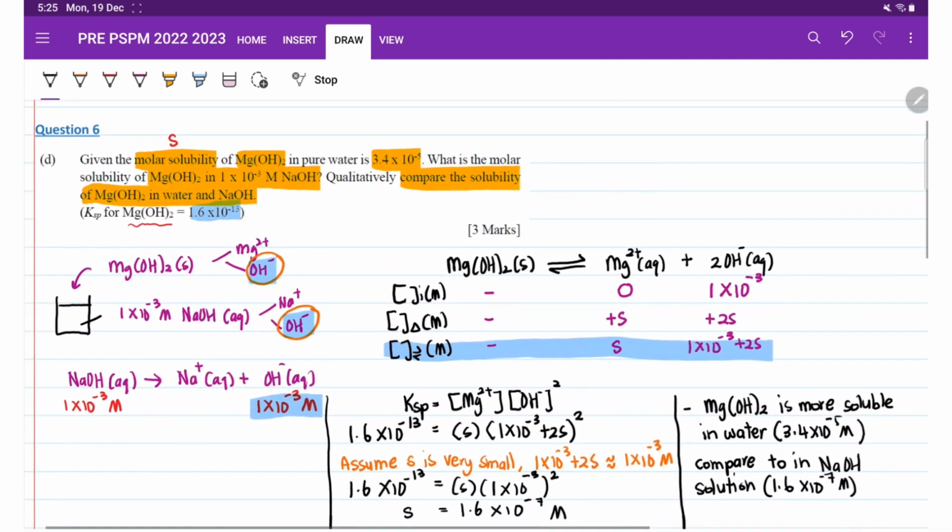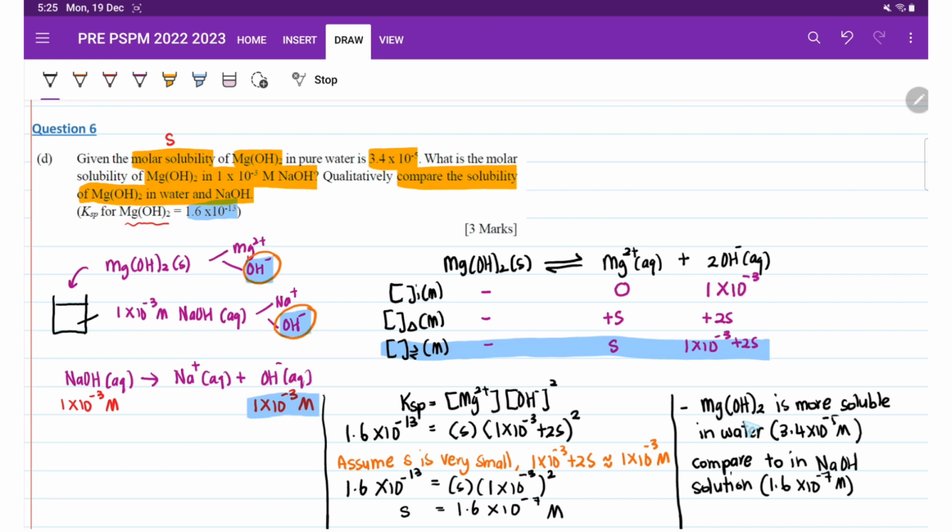So, kita akan kata dekat sini, MgOH2 is more soluble in water, which is the value 3.4 times 10 to the power of negative 5 compared to in sodium hydroxide solution, which is 1.6 times 10 to the power of negative 7.